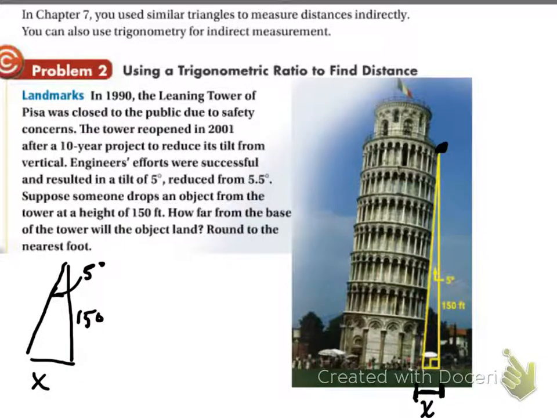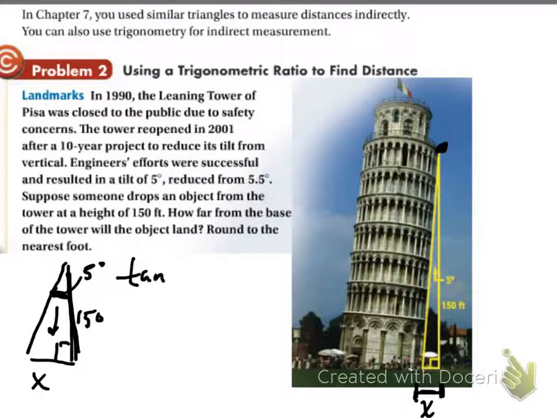You can't use the Pythagorean theorem here, right? Because you only know one side. But we can use trig because we know an angle measure that's not the 90 degrees, and we know a side length. Now we have to determine what trig function to use. If we take this angle right here, what is involved in this problem? Well, we have the opposite side involved, and we have this side right here, which is the adjacent side. So we're going to use tangent.